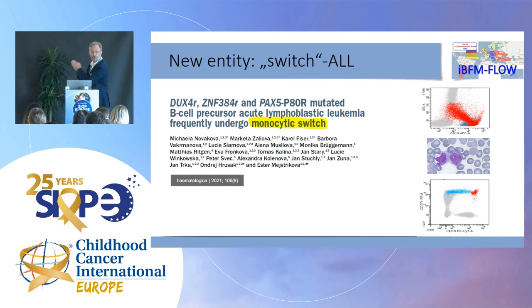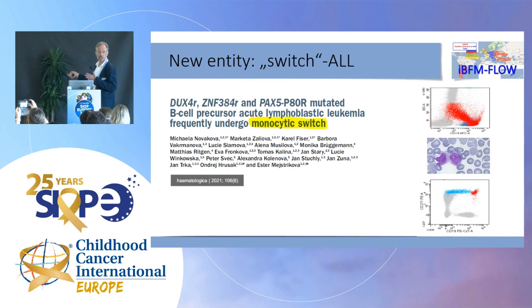So again, immunophenotyping at diagnosis helps you in understanding, okay, this is going to be a switch case. And if you find then on day 15 or on day 8 in blood many activated monocytes, you will understand that's actually the switch situation. These are blasts. If you do PCR, you will find the sample is highly positive, although you don't find lymphoblasts.